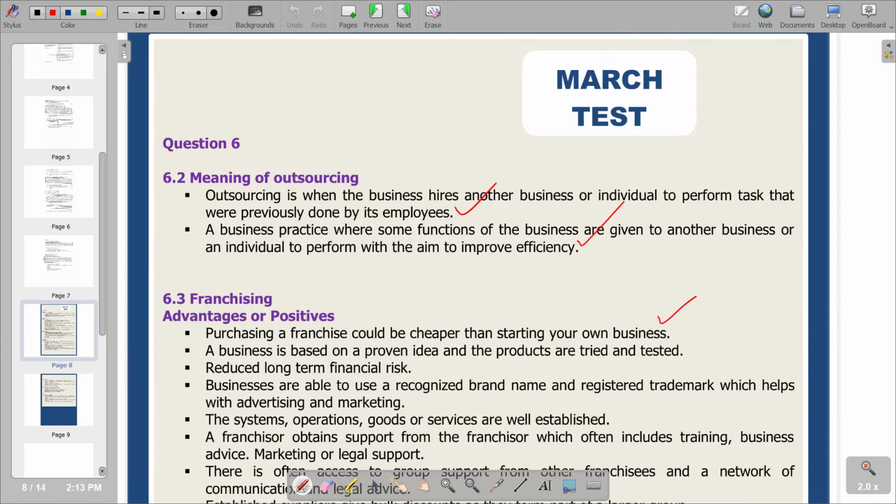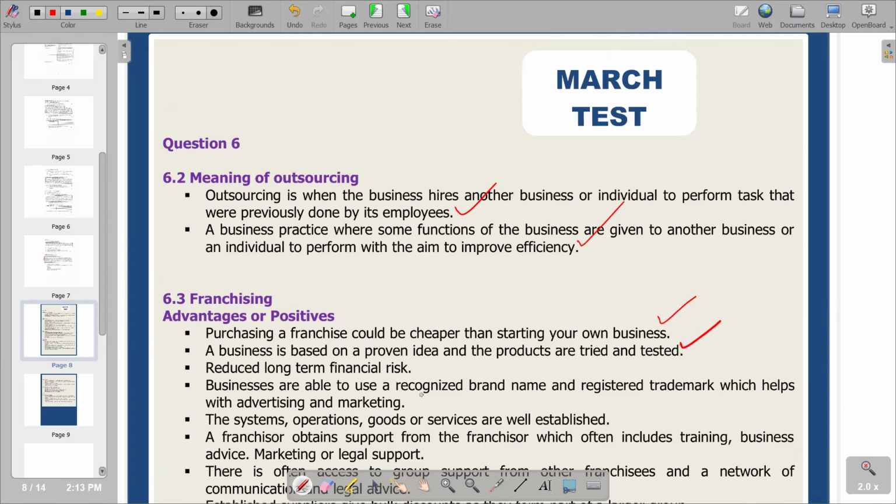So that's the first point that we have. Second point is saying a business is based on a proven idea and the products are tried and tested. So you are on financing, we are taking on a business that has been proven to be successful, ideas which have been tested, the products that have been tried and tested. So obviously it's going to be an advantage.